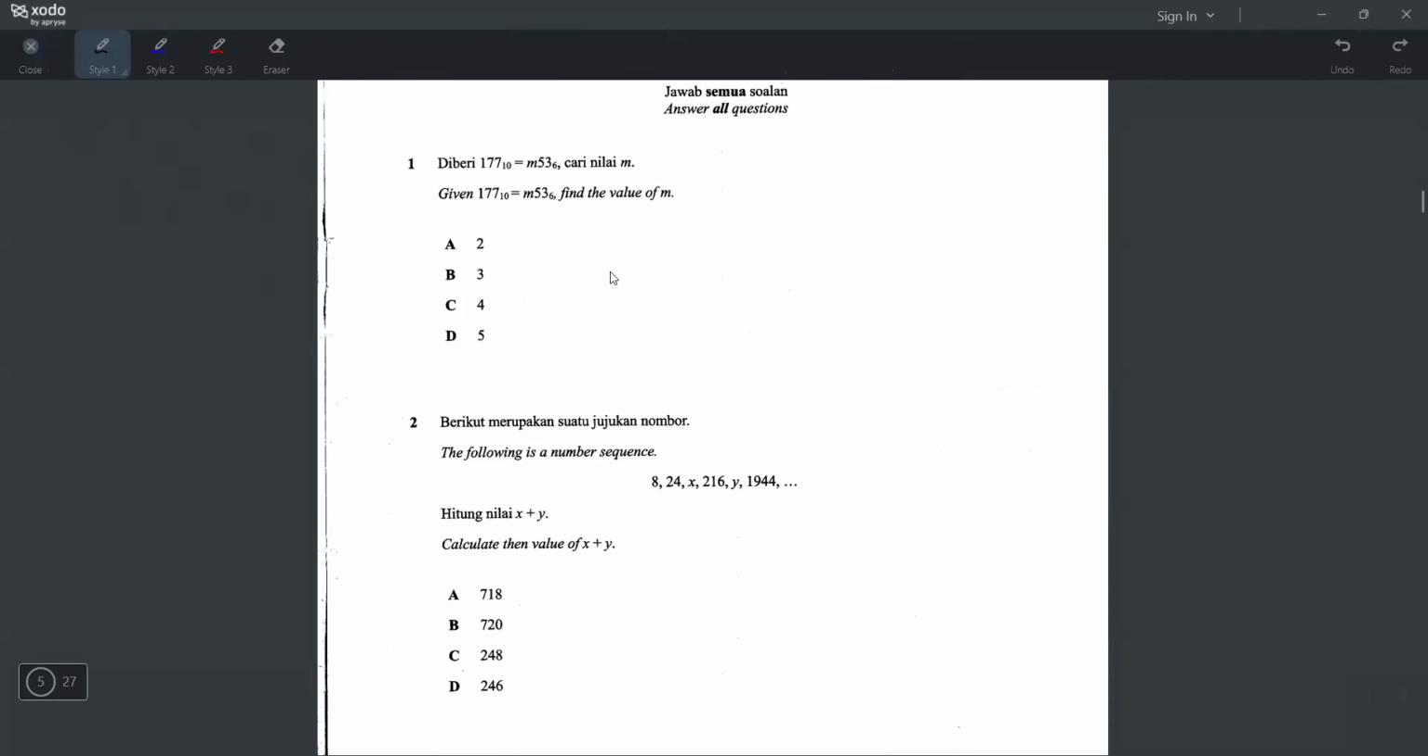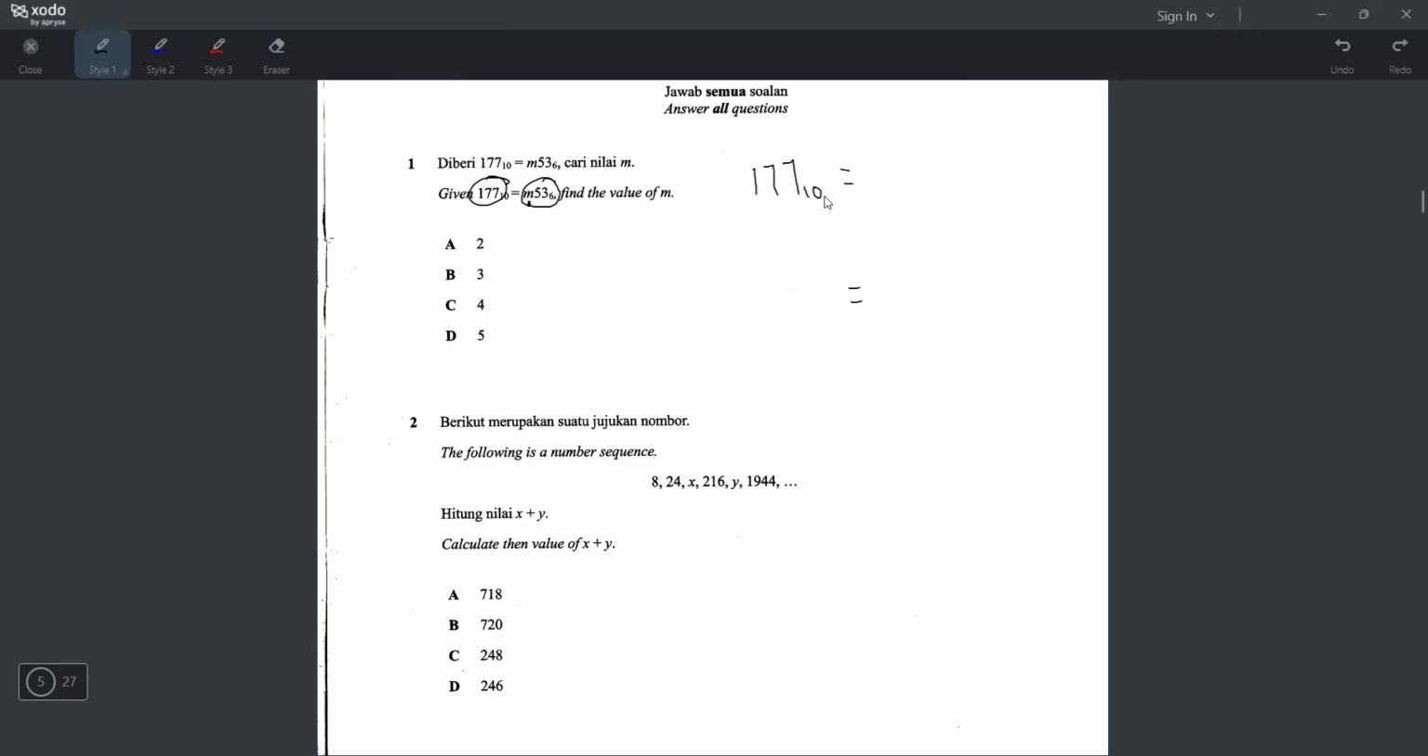Okay, question number 1. Let's read the question. Given 177 base 10 equals to m53 base 6, find the value of m. So this is a number-based question. They want to find the value of m here. All right, so I think I have to convert 177 base 10 to base 6, right? And after I convert to base 6, I compare my answer with the m53 base 6. Then I will get my value of m, right? So that's the plan here.